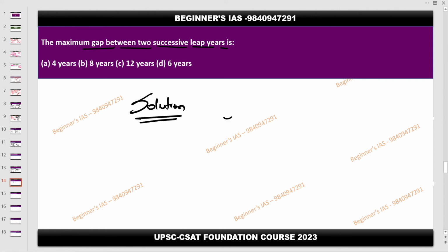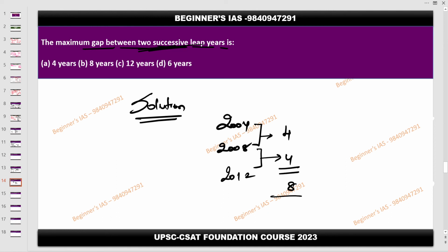4 years. So now listen. 2004 to 2008. Here it is mentioned 2 successive leap years. If you are giving the answer as 4, that is for only 1. 2 successive means 2004, 2008, 2012. So what is the thing? How much? 8 years. These are all simple questions. Next question is also going to be a simple one.